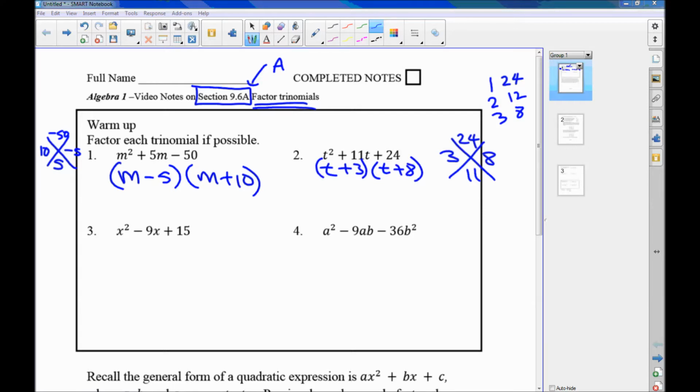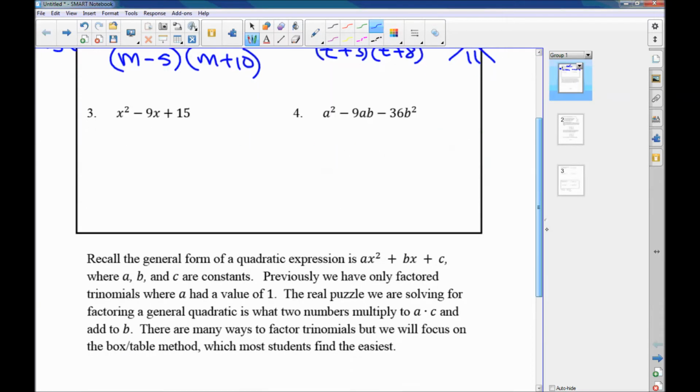Number 3, we have x squared minus 9x plus 15. So these are two numbers that multiply to be positive and add to negative. So we know that this is 15 and negative 9. Both numbers must be negative. So think of two numbers that would multiply to 15 and add to 9.